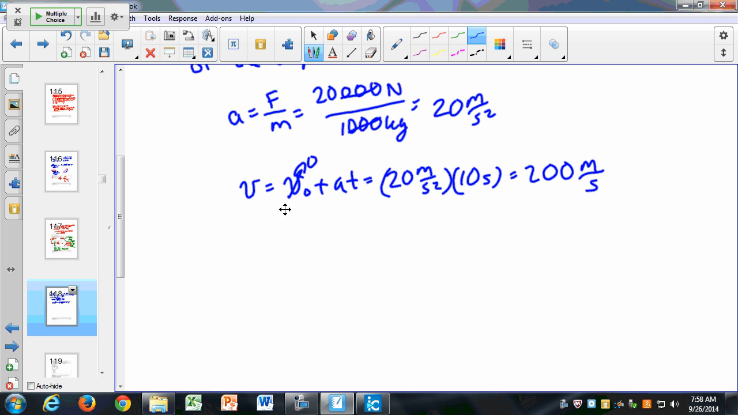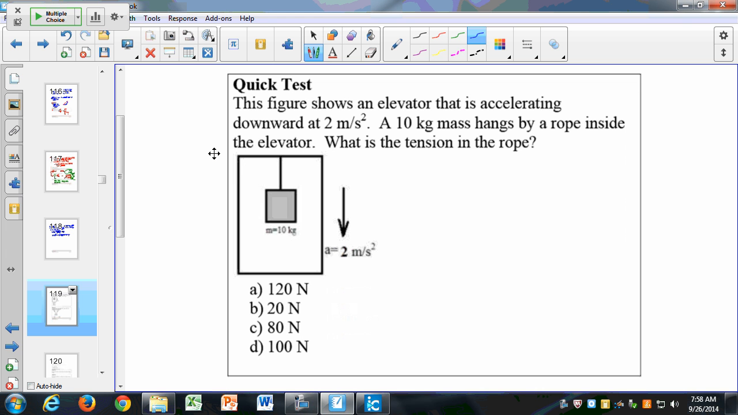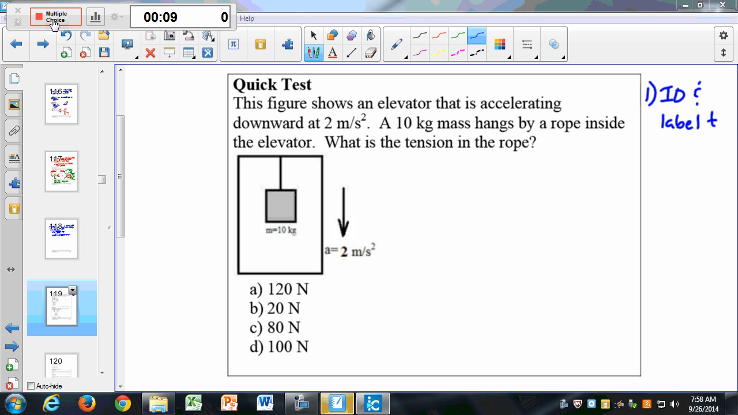All right, let's do some quick clicker questions. Let's say I have this elevator. It's accelerating downward at 2 meters per second squared, and I want to know what is the tension in the rope. Now in these problems, you'll go through several steps. First, you'll identify and label the forces. How many forces are acting on the block in this elevator? There are 2 forces acting upon it, so you'll need to identify those forces and label them.